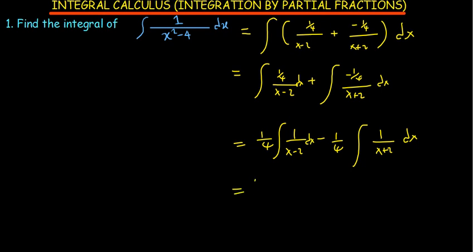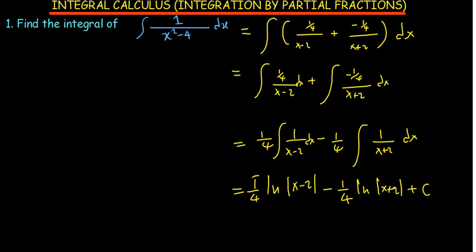Now whenever we are integrating something that is 1 over something in this form, we put natural log, then we just write what is down, x minus 2. That is because if we differentiate the natural log of x minus 2, that will just be 1 over x minus 2. So we are just performing the antiderivative. And then minus 1 over 4, we are going to have natural log of the absolute value of x plus 2. Then plus a constant C.